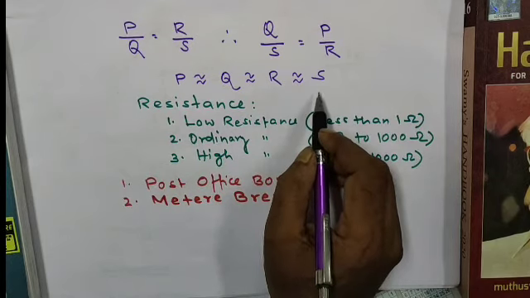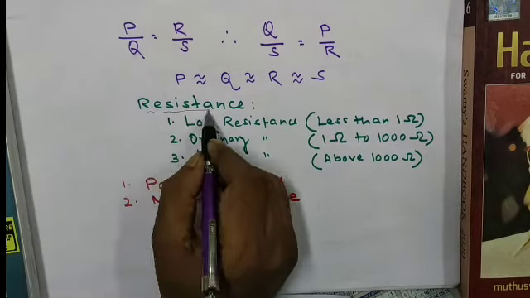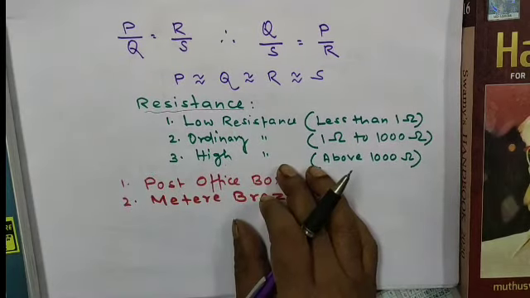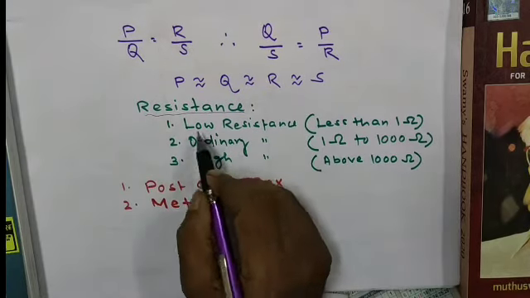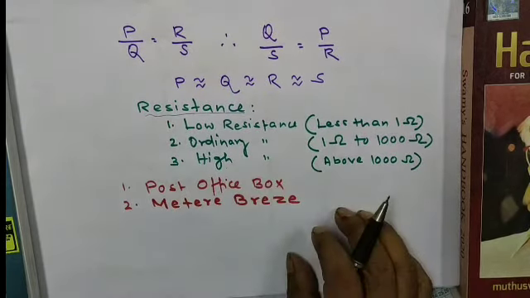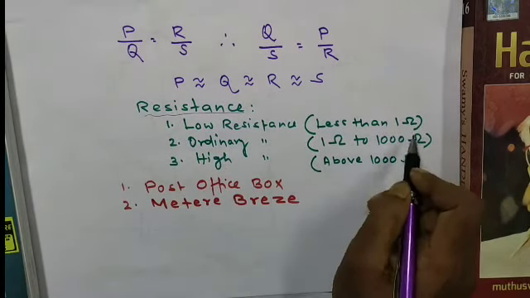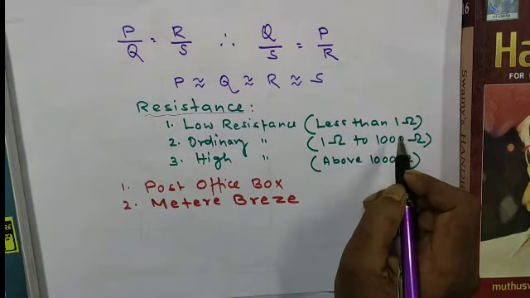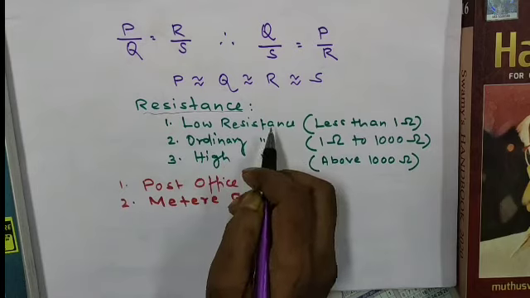If we use almost equal resistances as P, Q, R and S, the sensitivity of the Wheatstone Bridge will be the maximum. Now let us see the resistance, because from the Wheatstone Bridge we are measuring the resistance. First one is low resistance. What is low resistance? The resistance whose value is less than 1 ohm is called low resistance.